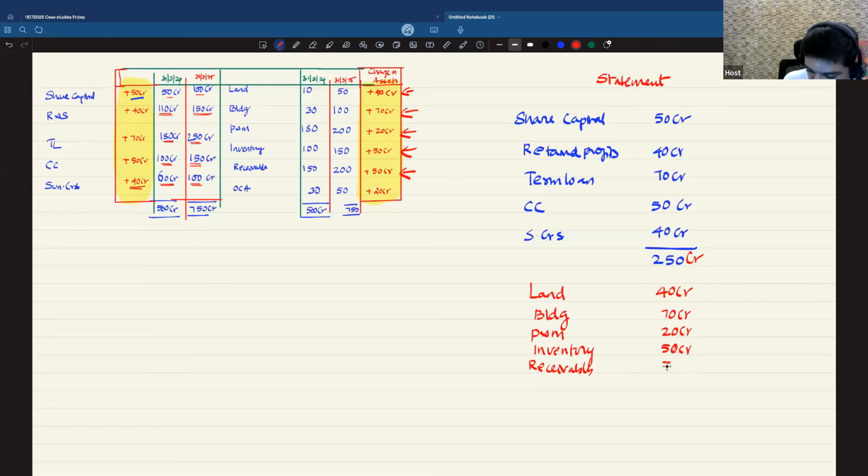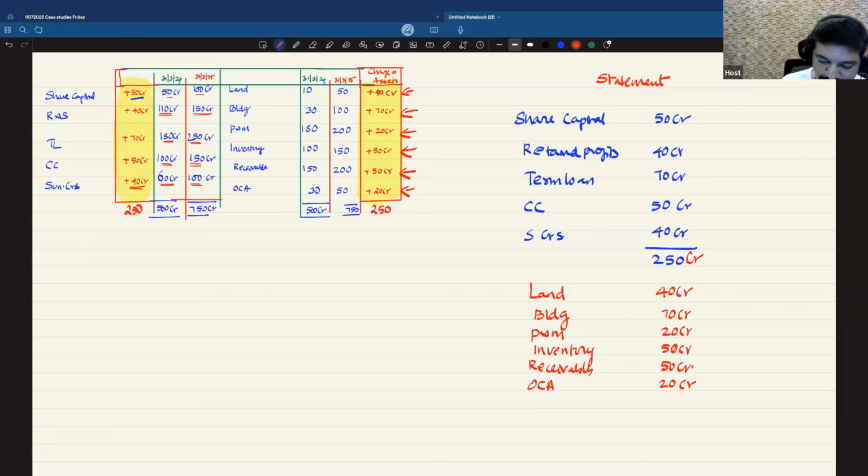Receivables, that is another 50 crore. And on the other current asset also they have invested 20 crore. So now if you total this, here also you will get 250 crore, since you got 250 crore here. So now you literally see the waterfall.